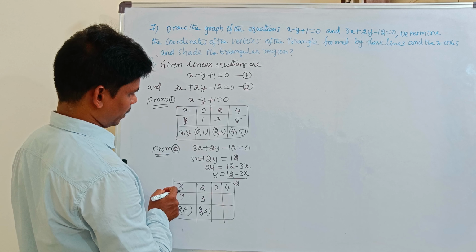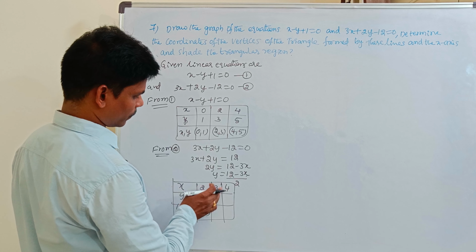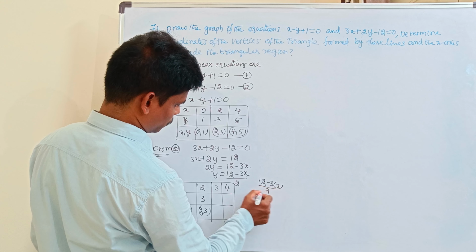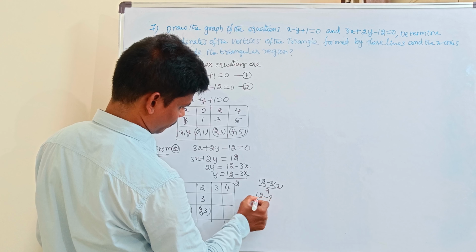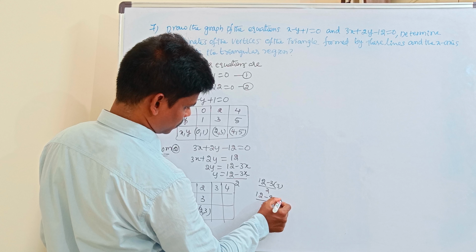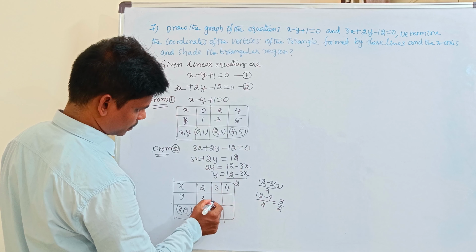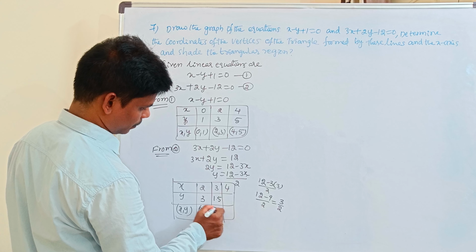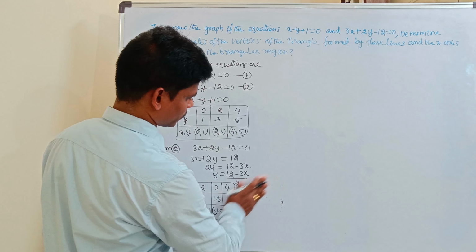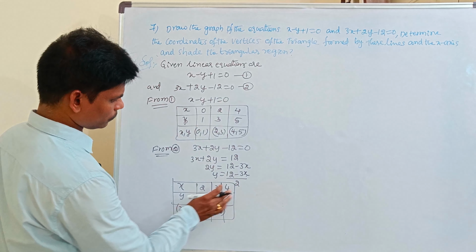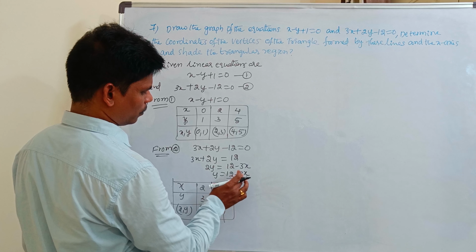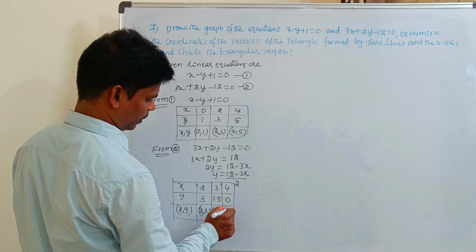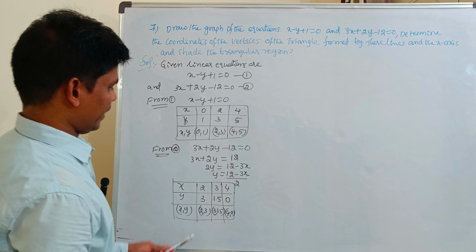So here 12 minus 3 into 3, by 2. So 12 minus 9 is 3, so 3 by 2, that is 1.5. So 3 comma 1.5. Next suppose 4: 3 times 4 is 12, 12 minus 12 is 0. So this is 4 comma 0.